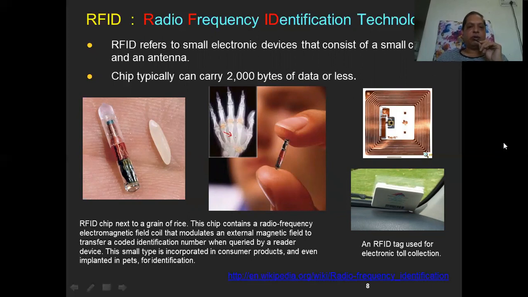This chip contains a radio frequency electronic field coil that modulates an external magnetic field to transfer a coded information number when queried by the reader device. This small tag is incorporated in consumer products and even implanted in pets for identification. So RFID tags are used in plenty of applications like this. On the right-hand side bottom, you can see an RFID tag used for electronic toll collection.